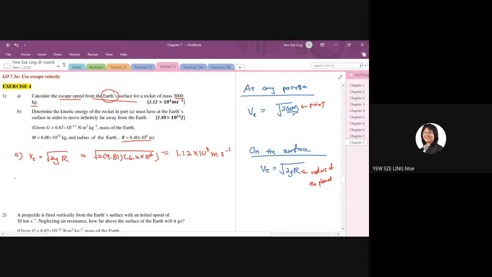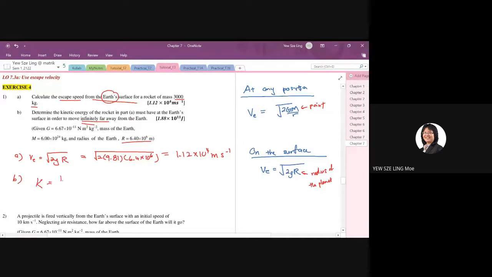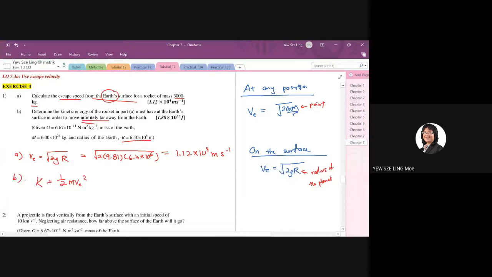Now, when it comes to question B, how do we solve it? Determine the kinetic energy of the rocket in part A that it must have at the Earth's surface in order to move infinitely far away from the Earth. Because now you want it to move infinitely far away, you want to look at its final velocity. So straight away, K equals 1 over 2 m v_e squared. This is the energy needed for it to escape from the surface of the Earth.